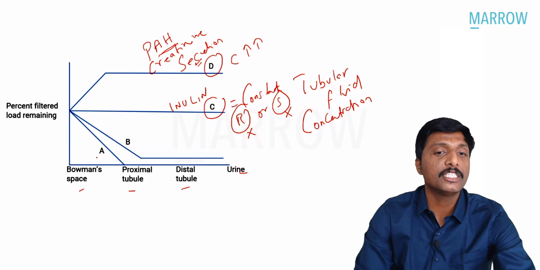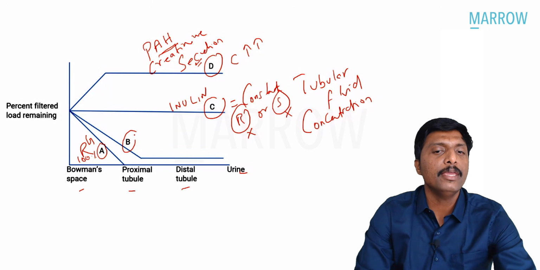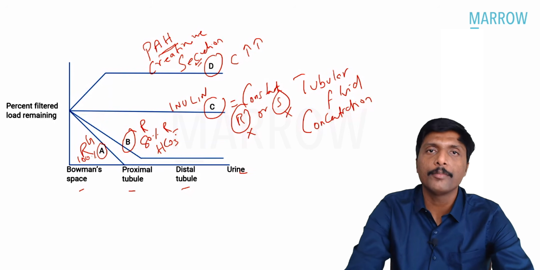And this is the privileged guy. Our body needs more of him. A is getting completely reabsorbed, 100% reabsorbed. That is why his concentration in the tubular fluid definitely decreases. And this guy A is our glucose. Who is this guy B? He is also getting reabsorbed, but around 80% reabsorption. And this guy is definitely our bicarbonate ion.